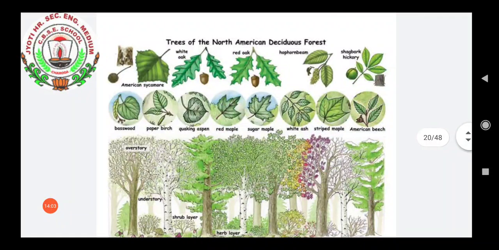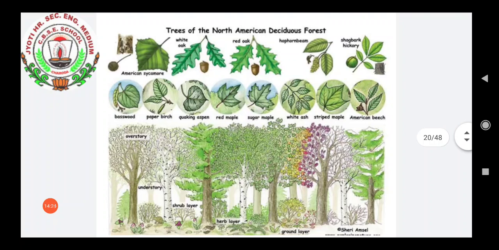Now when we see the characteristics of this forest, as they are having deciduous trees, they are having very broad leaves. These trees shed their leaves during the dry period. These forests are more open and less luxuriant than equatorial forest. Why? Because in this forest, trees shed their leaves in the summer season.